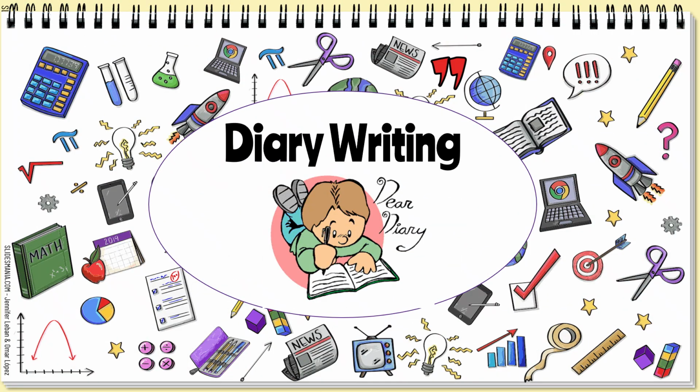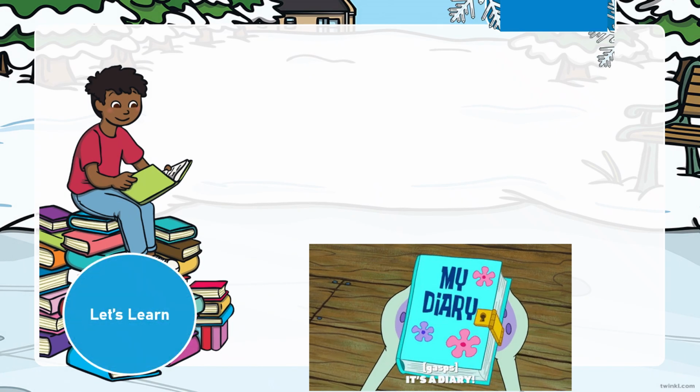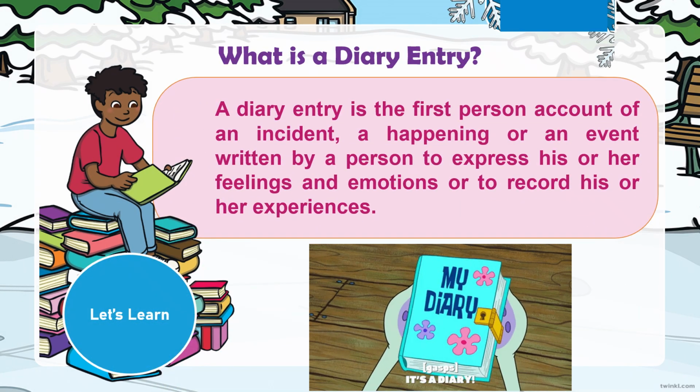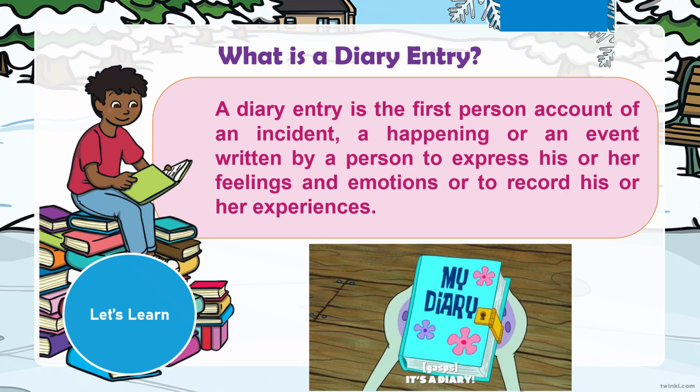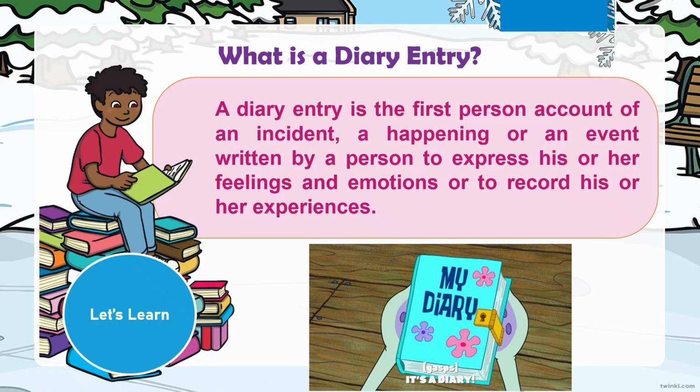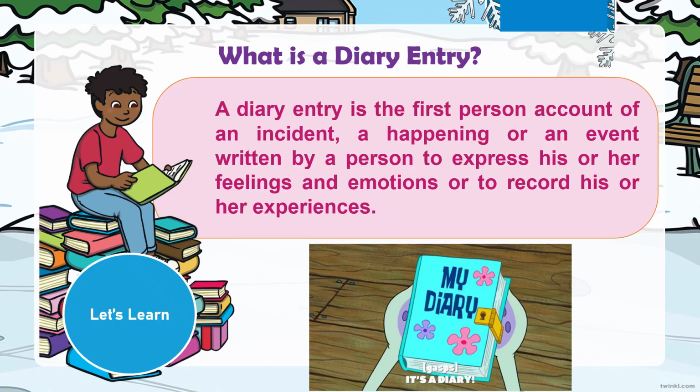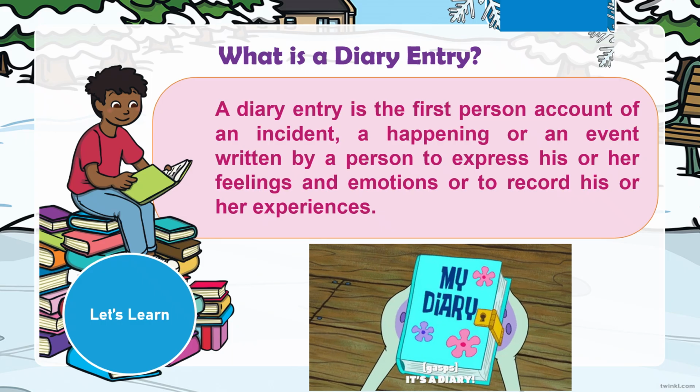So let's start diary writing. Now, what is diary writing? A diary entry is the first person account of an incident, a happening, or an event written by a person to express his or her emotions, feelings, or to record his or her experiences. Now, this is recording your incident in first person. You have to use first person because you are the one who is writing the diary. So, you have to write about the event and express your feelings and emotions.